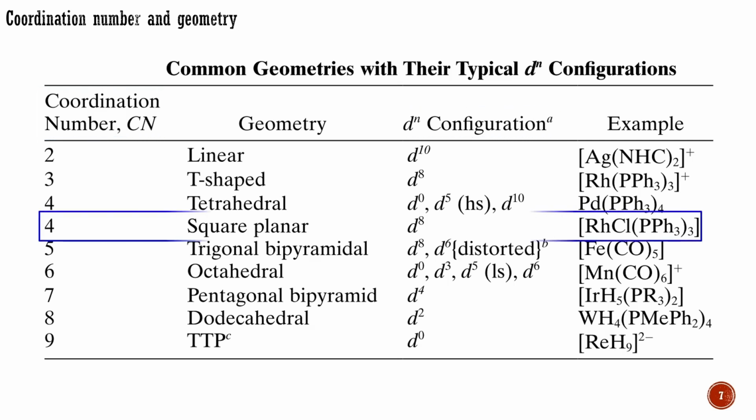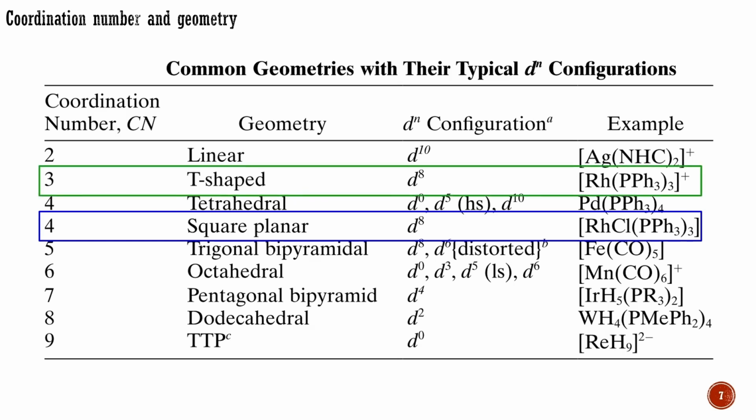For instance, a complex with a coordination number of 4 and 8 electrons in the d shell of the metal will likely have a square planar geometry. These requirements are fulfilled for Wilkinson's catalyst, for which you should expect a square planar geometry. In a catalytic cycle, Wilkinson's catalyst can lose the chloride ligand by dissociation. This will lead to a 3-coordinated species still having 8 electrons in the d shell, but here you should expect a change in the geometry of the complex from square planar to a T-shaped structure.